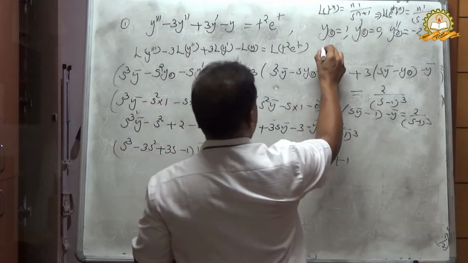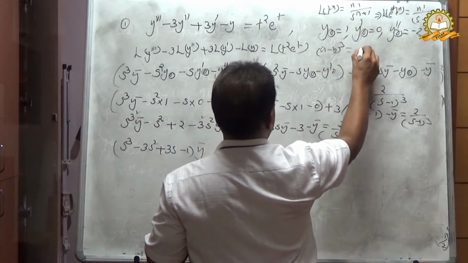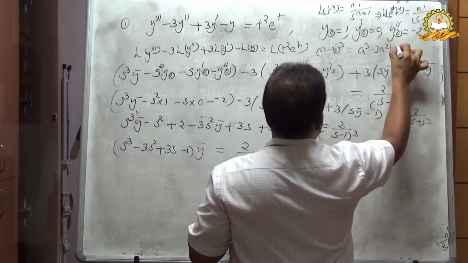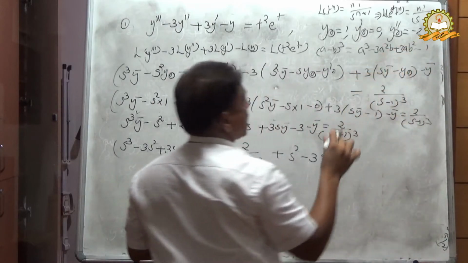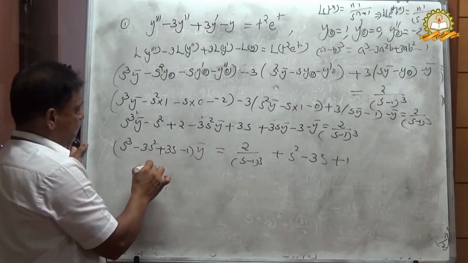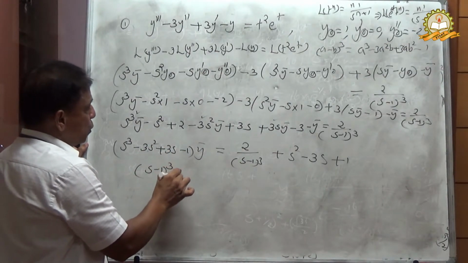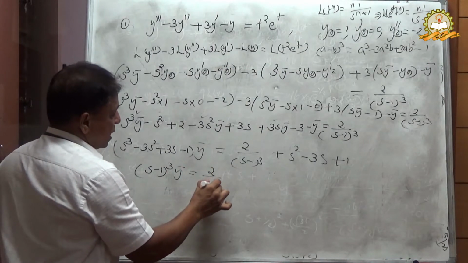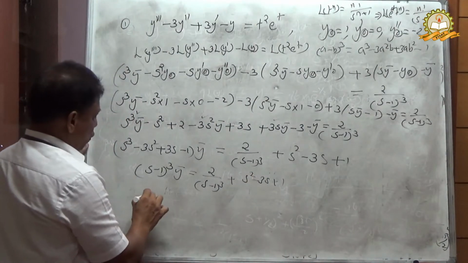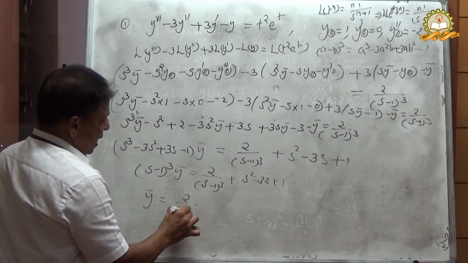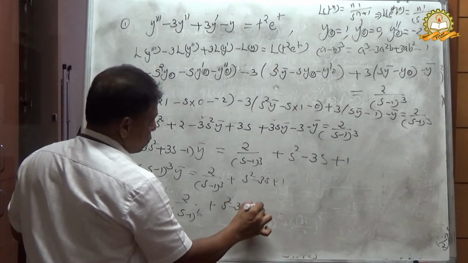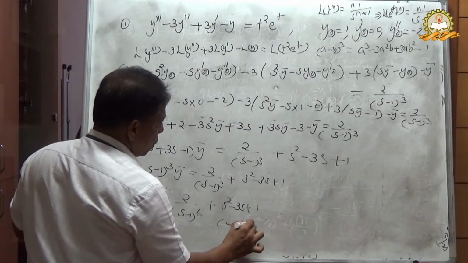We know that (a minus b) the whole cube is equal to a cube minus 3a square b plus 3ab square minus b cube. This is the expansion of (a minus b) the whole cube. Therefore, s cube minus 3s square plus 3s minus 1 into y bar can be taken as (s minus 1) the whole cube into y bar is equal to 2 by (s minus 1) the whole cube plus s square minus 3s plus 1. Therefore, y bar is equal to 2 by (s minus 1) whole raised to 6 plus (s square minus 3s plus 1) divided by (s minus 1) whole raised to 6.